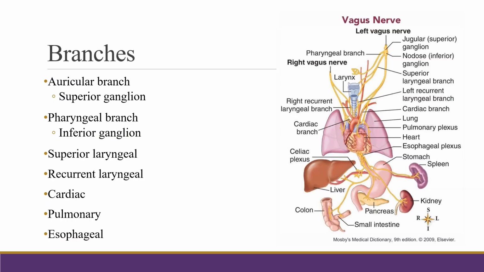Branches, so we have the auricular branch, auricular being ear, and the superior ganglion associated with it. Pharyngeal is associated with the inferior ganglion. Then we have our superior laryngeal and the recurrent laryngeal. Sometimes when they do a thyroid surgery, they'll nick that recurrent laryngeal branch and they'll have voice problems from that, maybe a hoarse voice or maybe even worse, not being able to talk. We have a cardiac branch going to the heart, pulmonary going to the lung, esophageal going to the esophagus, and take a look at that picture on the right and pause it and check it out.